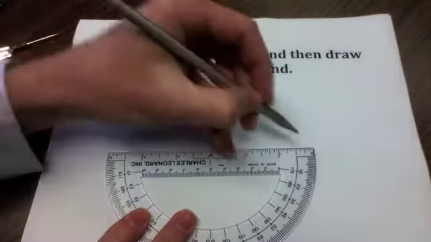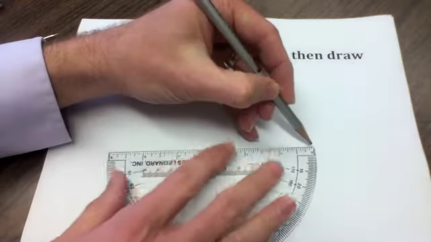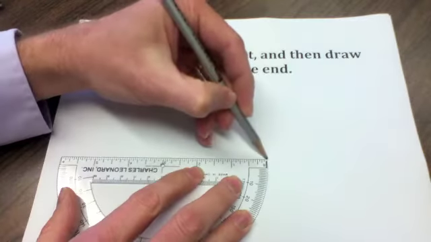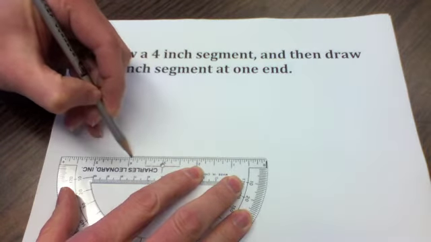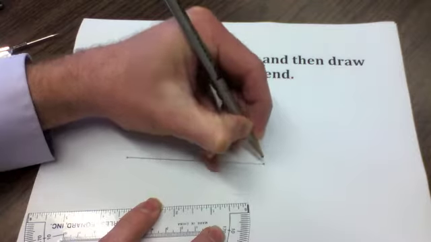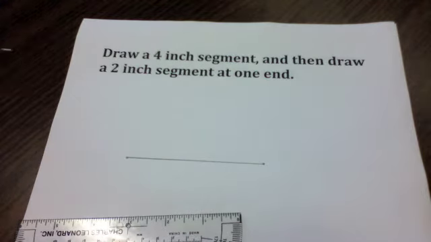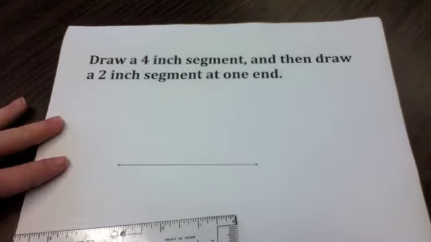But to start with, here is my protractor. I want to measure out 4 inches. I think I'll move this over to one side. There we go. I like putting dots at either end just to help me figure out what's going on. Okay, now I want to draw a 2-inch segment connected to this.